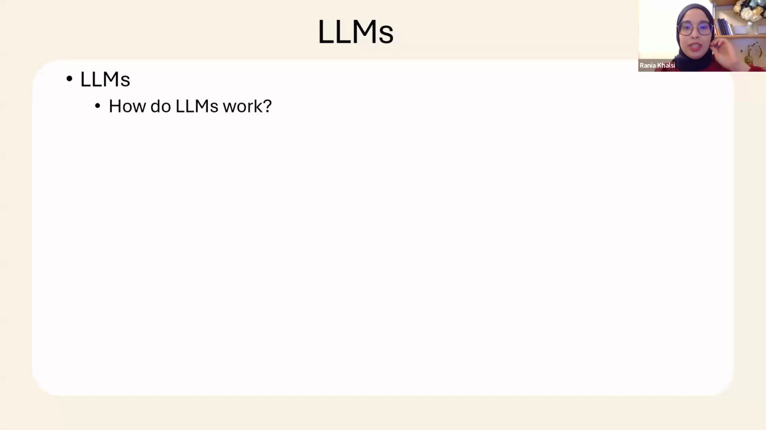The question now is how large language models work in practice. So this is the first step. The first step is mainly the tokenizer, and this is where we convert text into numbers. We deal with the numbers, scalars.